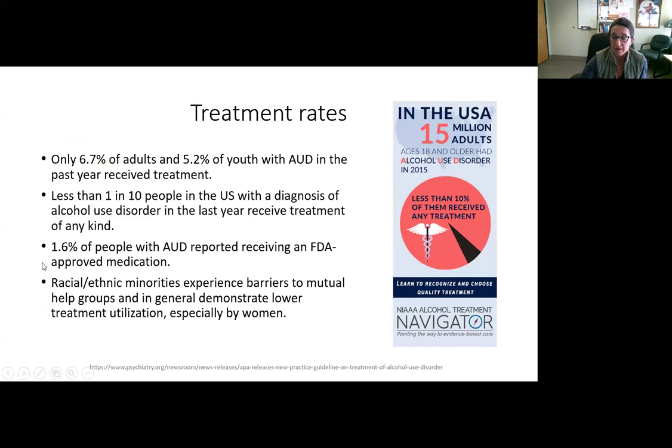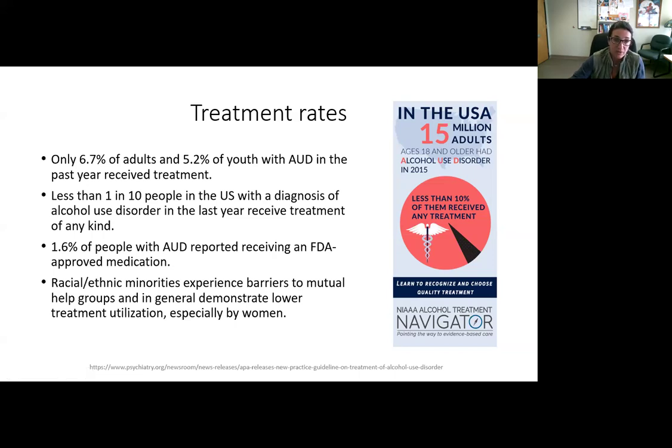So with that, once you have a diagnosis of alcohol use disorder, it's important to then move into treatment. And just to talk briefly about what treatment rates look like in the US, it's not great. Only about 6.5% of adults and 5% of youth with a diagnosis of AUD in the past year received treatment. Less than 1 in 10 people in the US with AUD receive treatment of any kind. 1.5% reported receiving an FDA-approved medication. Hopefully this will be increasing the next time we check it.